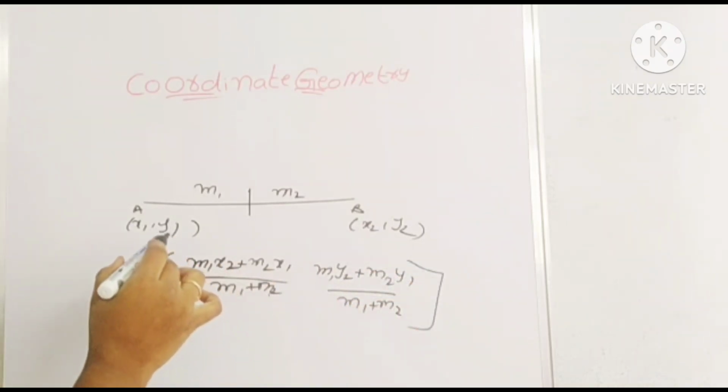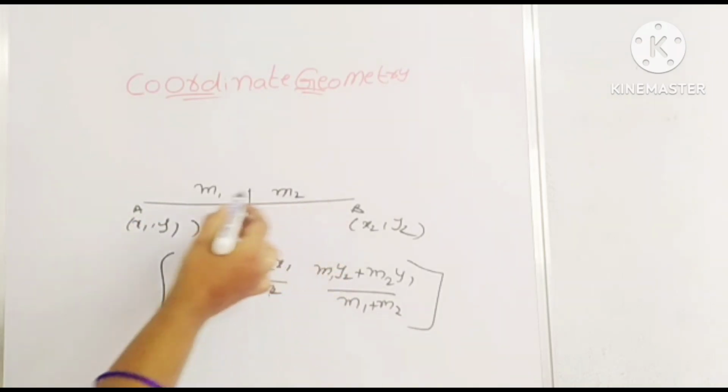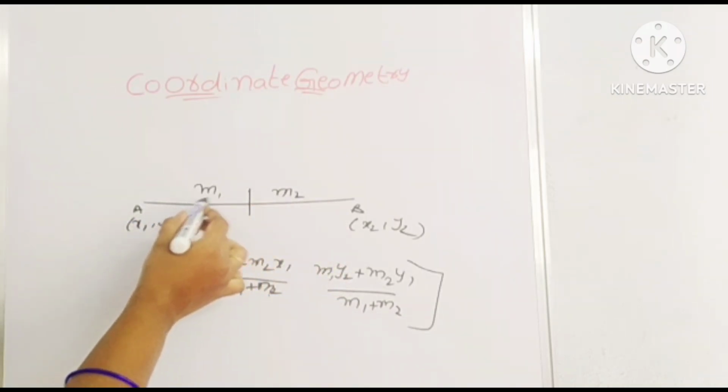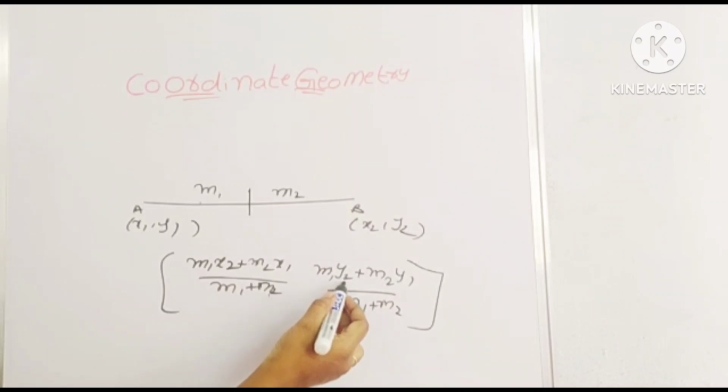So, the coordinates of the point x comma y which divides the line segment in the ratio of m1 is to m2 are m1 x2 plus m2 x1 by m1 plus m2, m1 y2 plus m2 y1 by m1 plus m2. Okay, now understood the section formula.